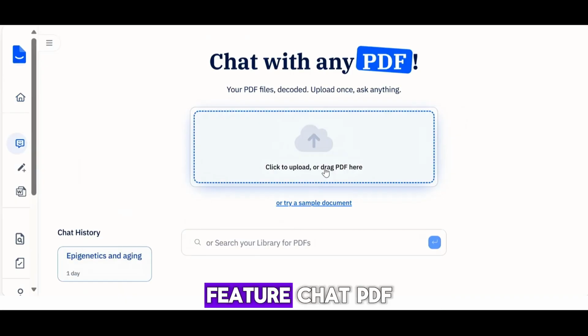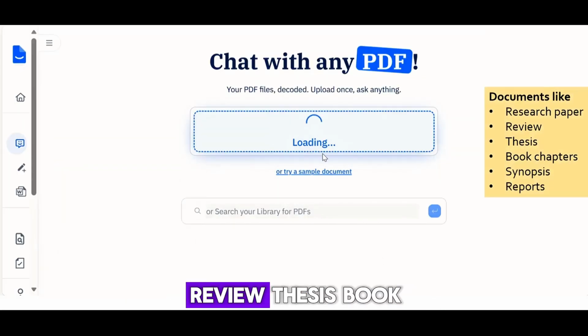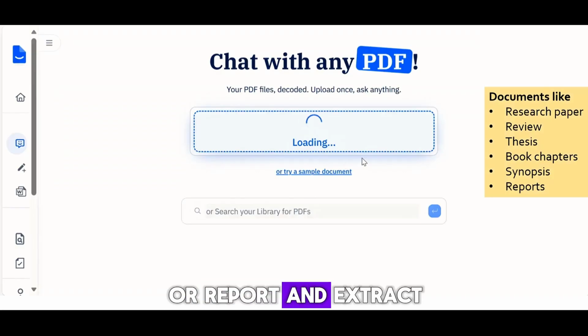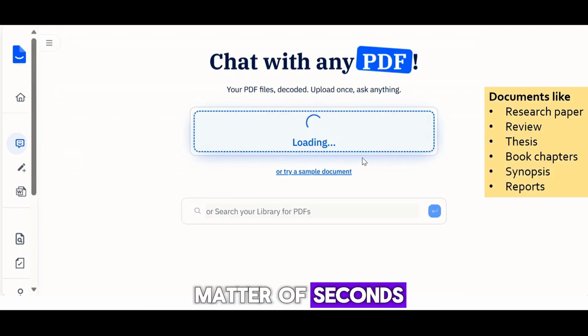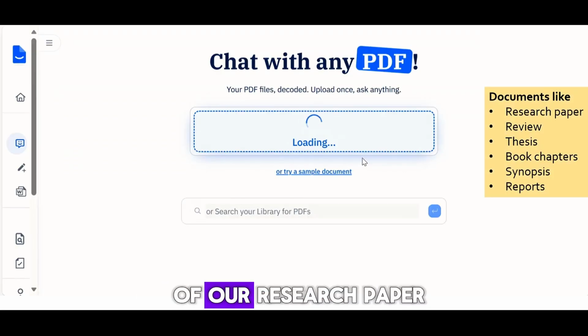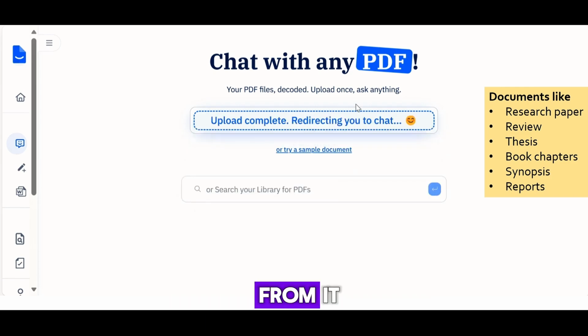With its newly launched feature Chat PDF, you can upload PDF of any research paper, review, thesis, book, or report and extract useful information within a matter of seconds. Here I am uploading one of our research papers to gain useful insights from it.